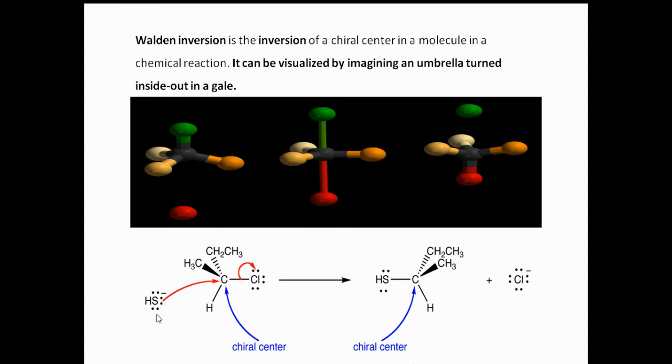The attacking nucleophile is SH minus, the sulfhydryl anion. Now it has to come from the back side, as it cannot approach from the front side because there will be a repulsion between the two nucleophiles. So it always attacks from the back side, where the loss of chloride ion will give rise to this product, which is an inverted product. So this is Walden inversion which is taking place.